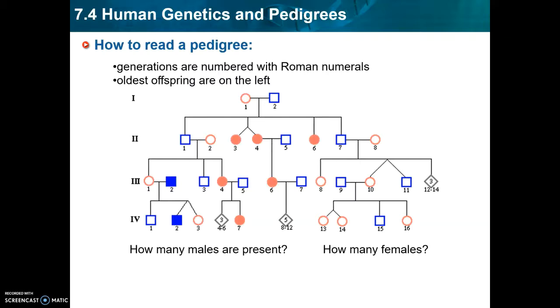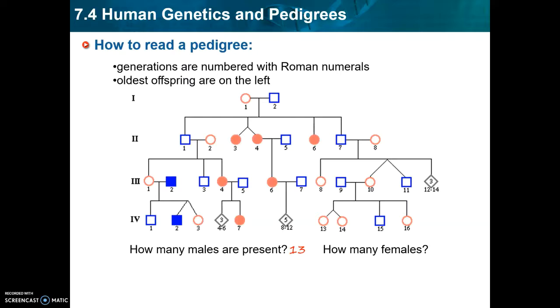So here's a chance to practice. I'll put some questions up. If you need to pause the video momentarily to think of your answer, then please do that, and then you can hit play to see if you are right. First of all, how many males are present in this pedigree? Well, you figure that out by counting the squares, and you should get 13.